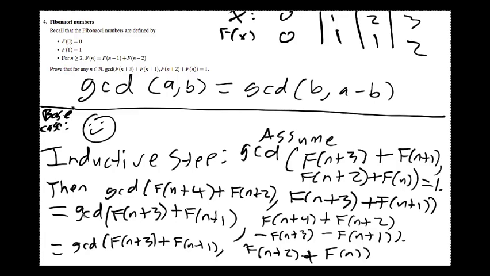And so we see that the GCD we have to show is equal to 1 is equal to the GCD we're given is equal to 1. And so we're done. QED.